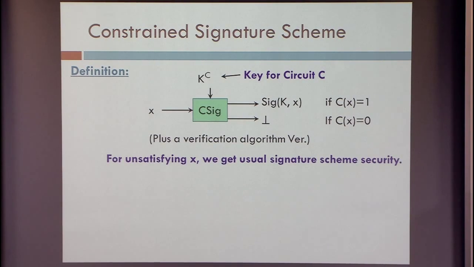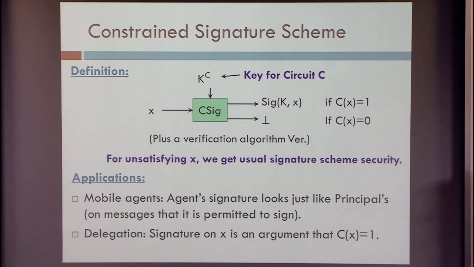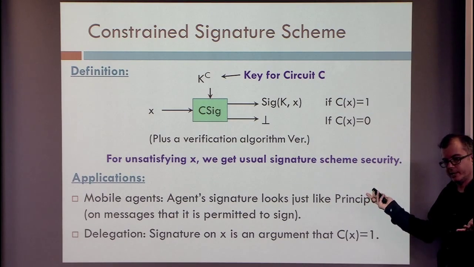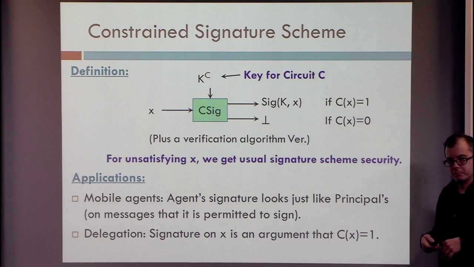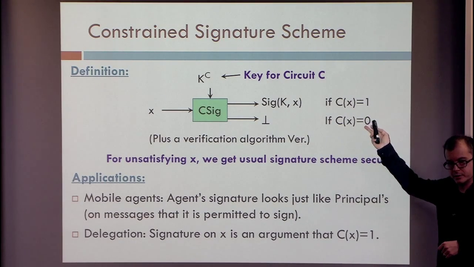Okay. So you can do not only constrained PRFs, but constrained signatures. Basically, the signature constrained at T looks like a constrained PRF at T. You just have to provide some verification algorithm for it. So you just want the property that for all x that are satisfying, you can use this box to sign that value, otherwise not. For example, you could give a mobile agent the ability to sign on a particular set of messages that satisfy this particular circuit.